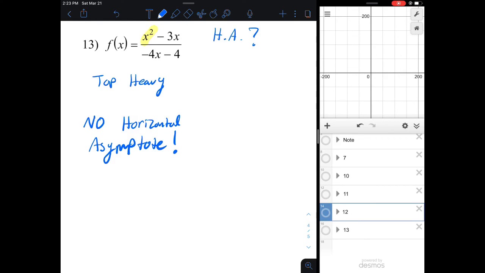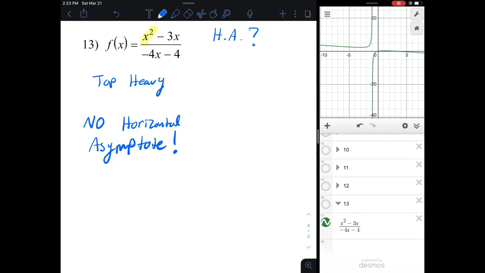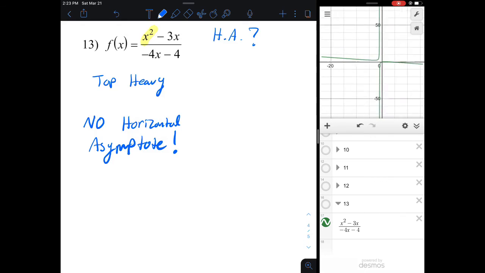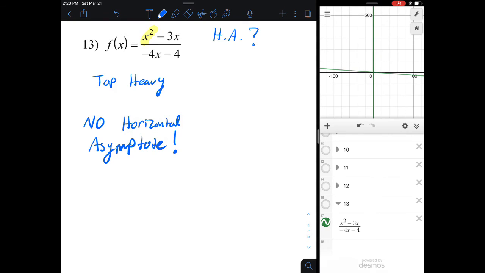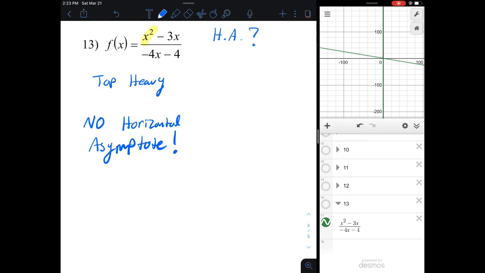All right, so let's look at that on the graph. So I'm graphing that expression, number 13, x squared minus 3x divided by negative 4x minus 4. And I'm zoomed way out here. All right, so when I'm zoomed back in, we can see how it's got its vertical asymptote. But when I zoom out, and I make it a square zoom, notice how the ends of the graph are not getting flat along the horizontal.